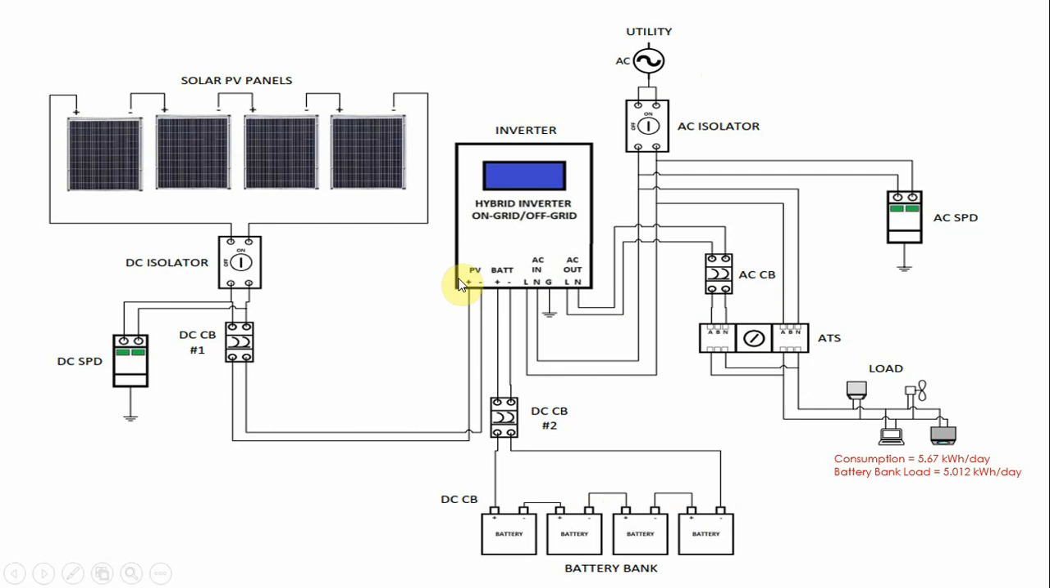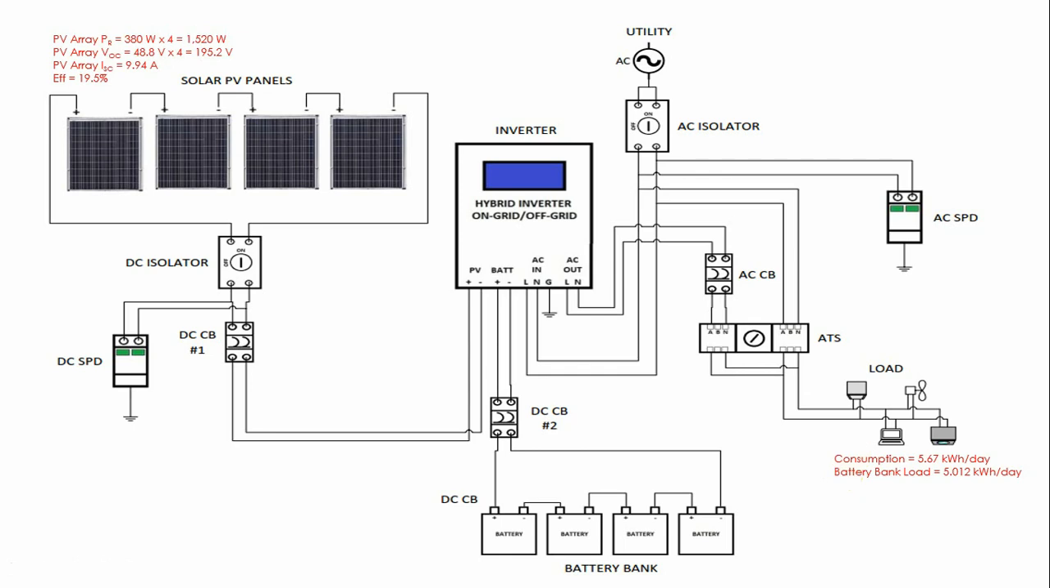Okay, in step 1 we have computed the daily power consumption by dividing the monthly electric consumption stated in the electricity bill by 30 days. In this example, the daily consumption is 5.67 kilowatt hours per day. In step 4, we have also computed the required battery bank load, which is 5 kilowatts.